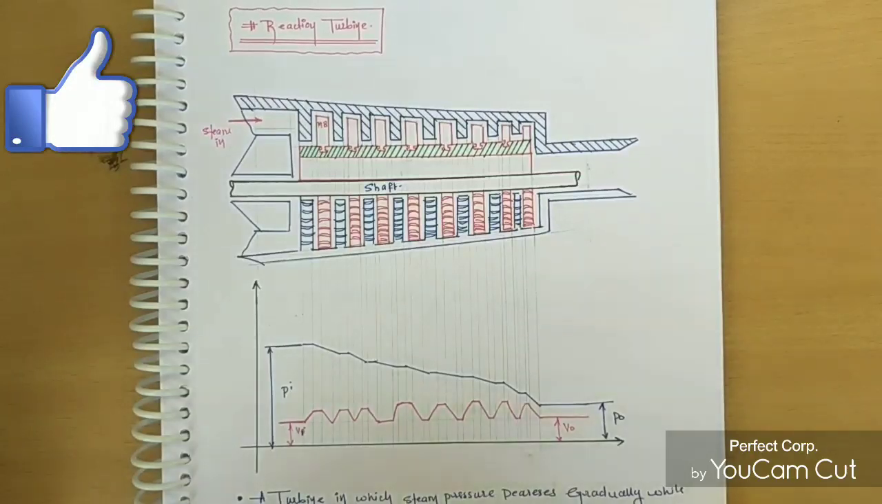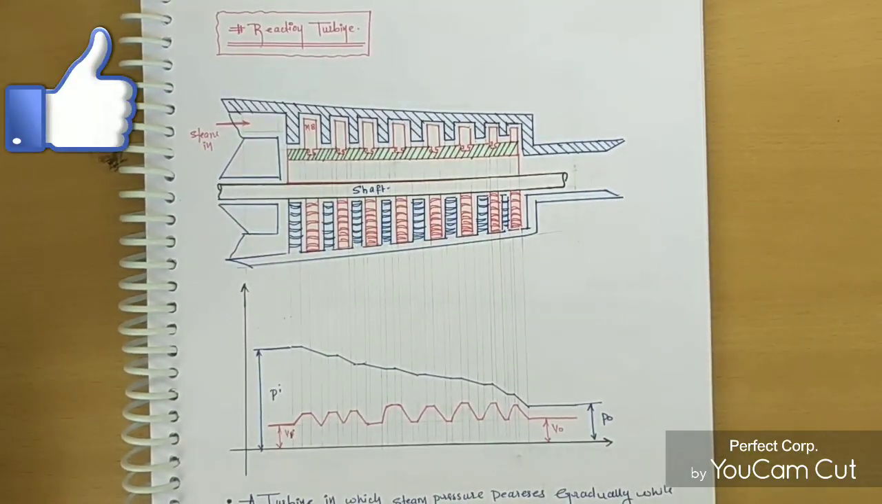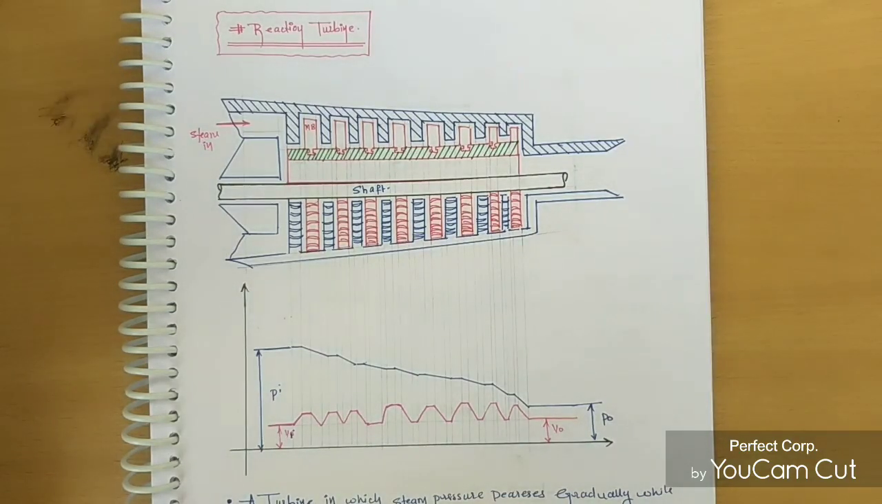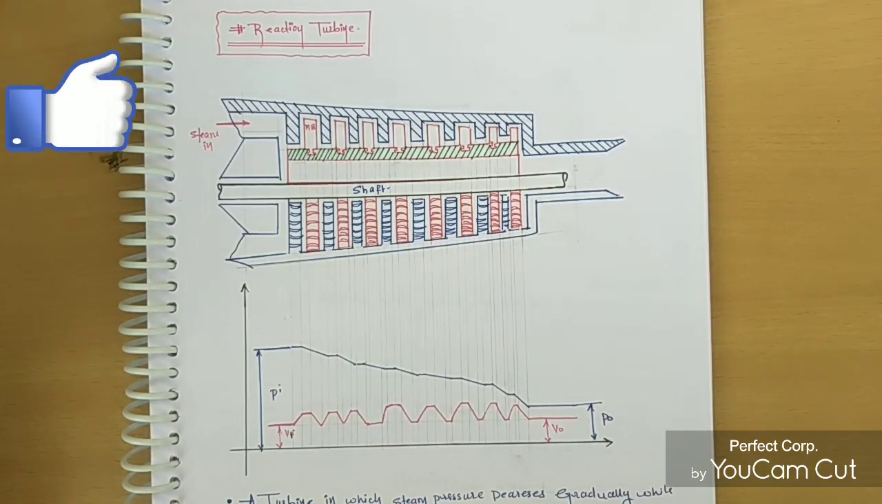So what is the exact definition of a reaction turbine? A turbine in which the steam pressure decreases gradually while expanding through the moving blade as well as the fixed blade is called a reaction turbine. The reaction turbine is also called the Parsons turbine. Okay, so we will discuss new kinds of aspects.